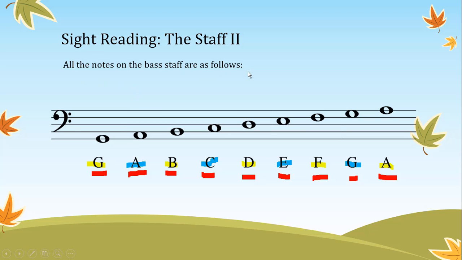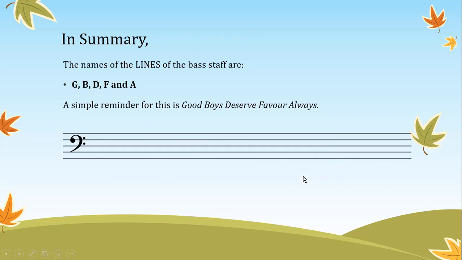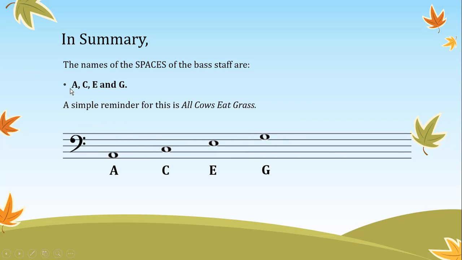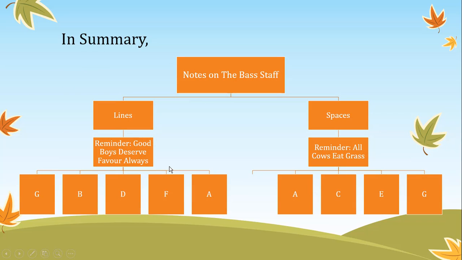So all the notes on the bass staff will go as follows: G, A, B, C, D, E, F, G, and A, okay? So in summary, we know that the lines on the bass staff will go G, B, D, F, A. A reminder again is good boys deserve favor always. And the spaces of the bass staff will go A, C, E, G. A reminder for this is all cows eat grass.